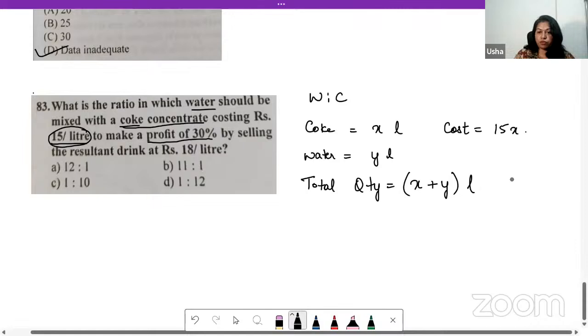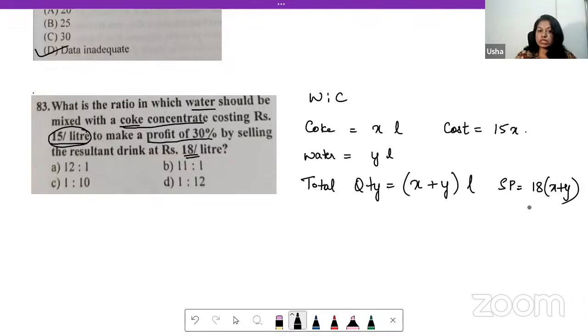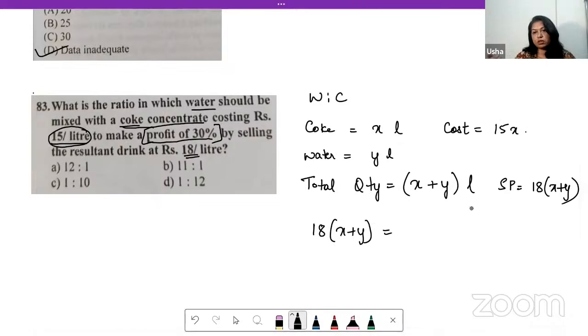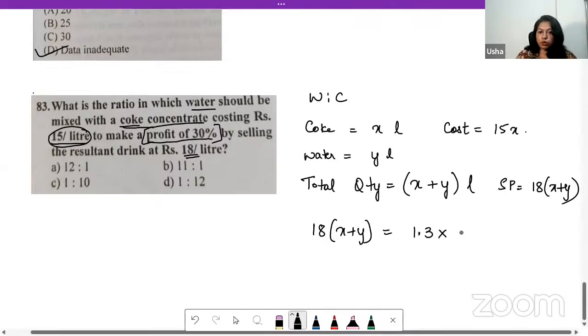And for this total Coke, the selling price is going to be 18 per liter. So how much will I receive? 18 into (X plus Y) is the amount that I will receive by selling this much Coke. Now this is going to give me 30% profit. So this selling price, 18 into (X plus Y), gives 30% profit on the cost price. 30% profit means again we are going to use the percentage factor, which is 1.3 into 15X.